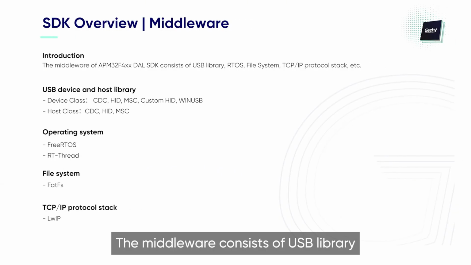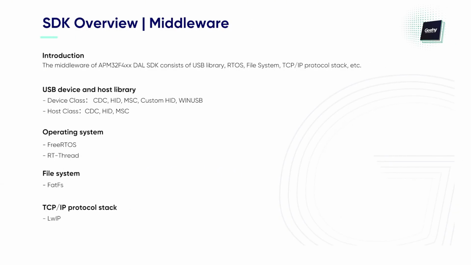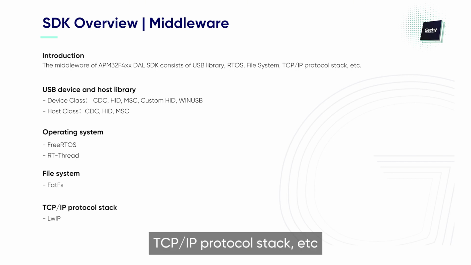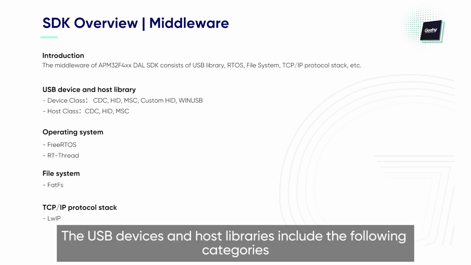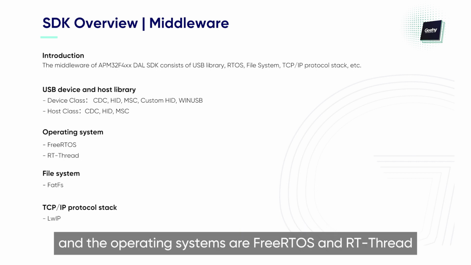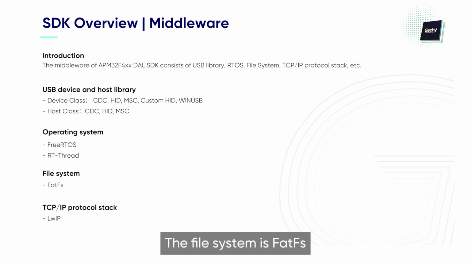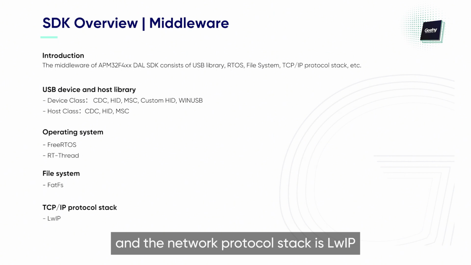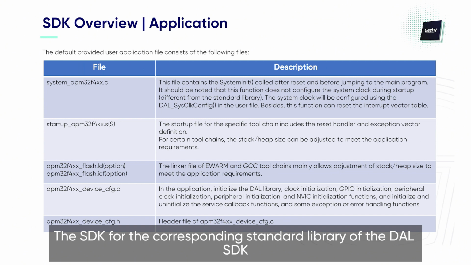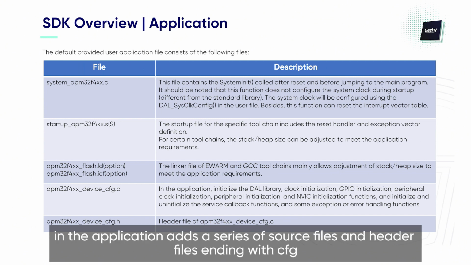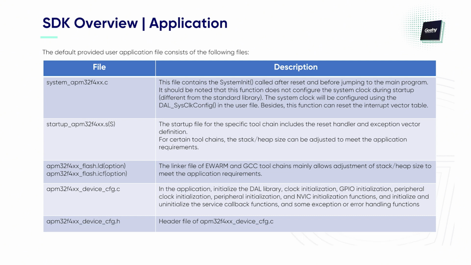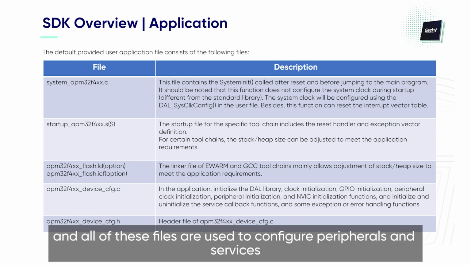The middleware consists of USB library, RTOS, file system, TCP/IP protocol stack, etc. The USB devices and host libraries include the following categories, and the operating systems are FreeRTOS and RT-Thread. The file system is FAT-FS, and the network protocol stack is LWIP. The SDK for the corresponding standard library of the DAL SDK in the application adds a series of source files and header files ending with CFG, and all of these files are used to configure peripherals and services.